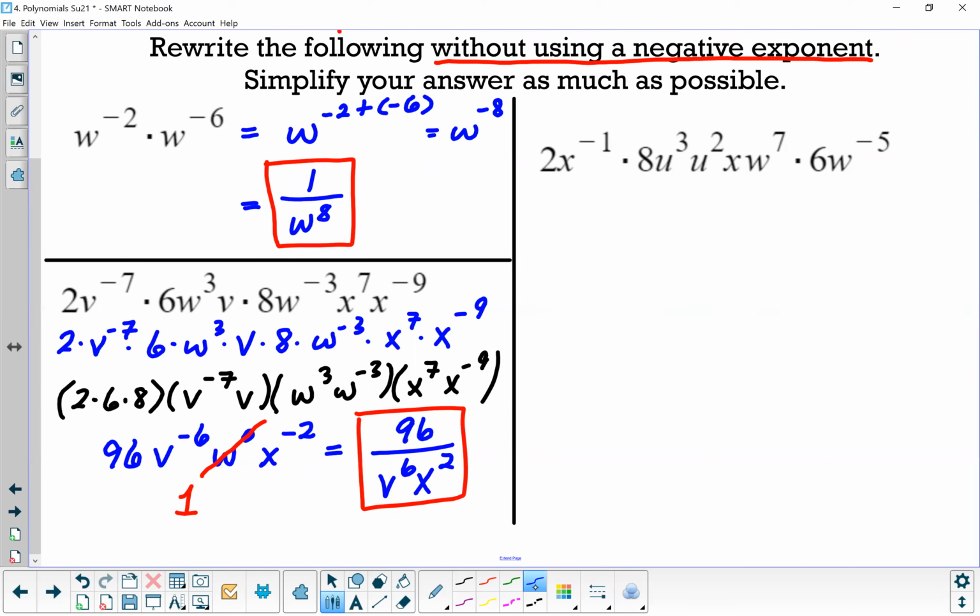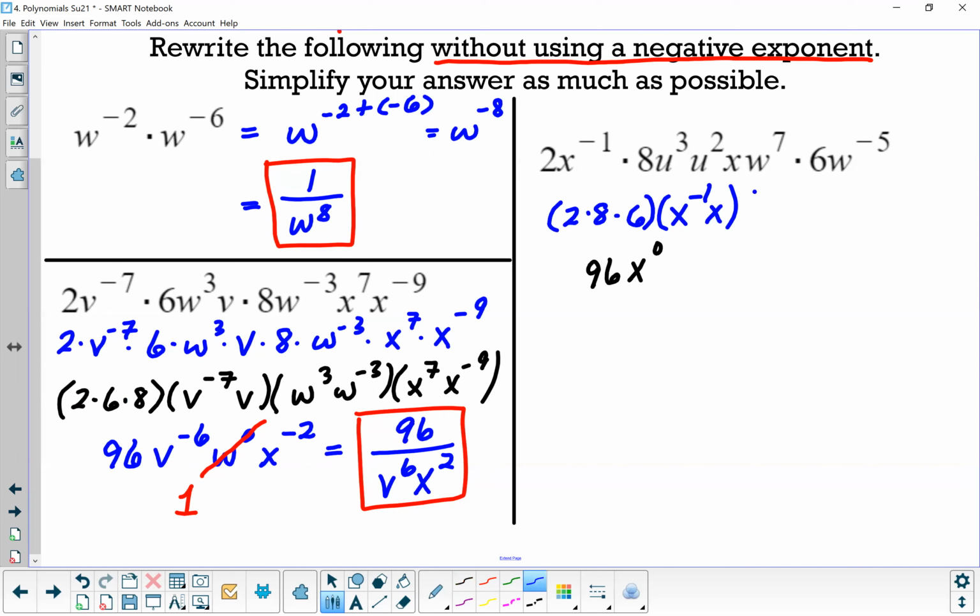So again, you can do the order of your multiplication in a different, more convenient order. So I'm going to multiply the 2 times the 8 times the 6 first, which gives you 96. And then all of the x's, x to the negative 1 and x. So you add your exponents, x to the negative 1. x implies an exponent of 1. So that's x to the 0.